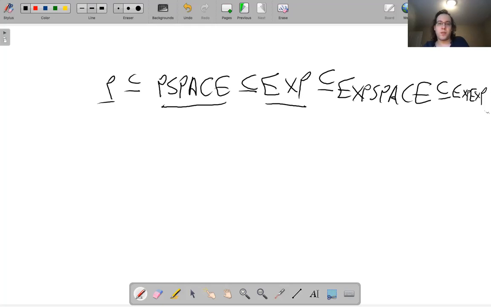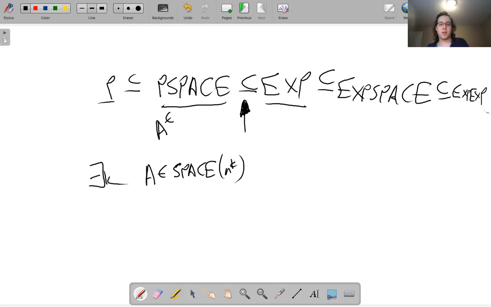So how do we prove this containment? Why is this true? The idea is, suppose you have A that's in PSPACE. That means that A is in space n to the k for some k. A is decidable in a way that uses only O(n to the k) space. Like let's say it uses only 100 n to the k space.